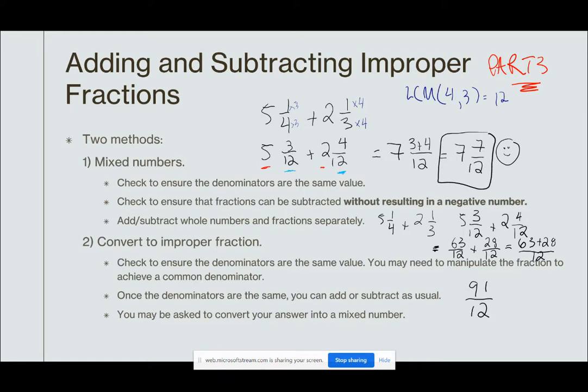So now maybe I want to convert this into a mixed number. So I'm going to ask myself, what is 91 divided by 12? It goes in 7 times, so that's going to be my big number there. Okay, I've got 7. The remainder is 7, and my denominator stays the same.